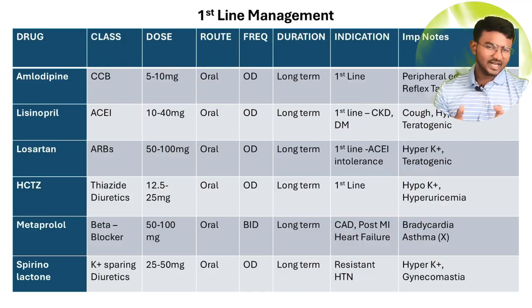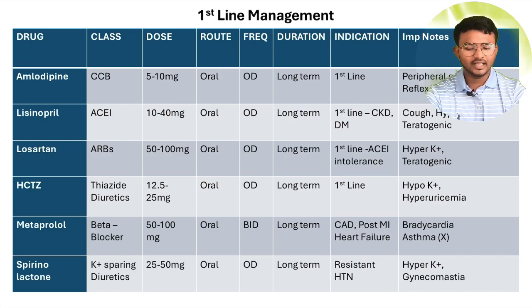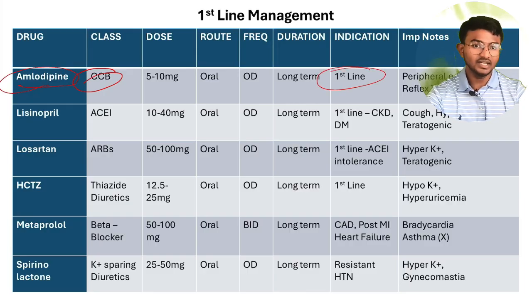Next, in first line management, we have to treat the patient with drugs. First one is amlodipine. Amlodipine is a calcium channel blocker. We can give the patient 5 to 10 milligram orally, OD, long term. The side effects are peripheral edema and reflex tachycardia.